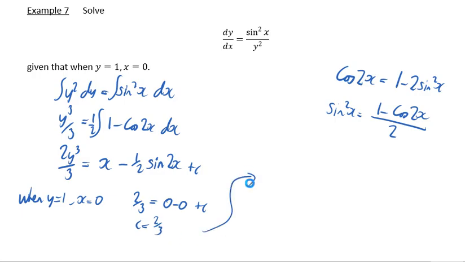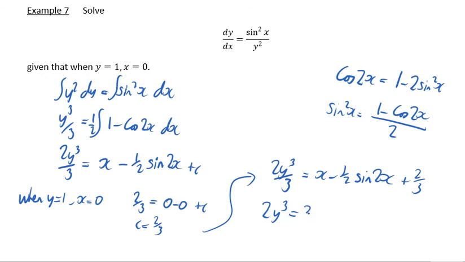So with a wee bit of space here, we'll just say that means 2y cubed all over 3 is equal to x minus a half sine 2x, and then plus your 2/3. Now again, what you could do here is times through by 3 just to make it a wee bit easier. So you have 2y cubed is equal to 3x minus 3 over 2 sine 2x plus 2. And I'm just thinking it probably would be better to multiply 3 by 6 to get rid of that 2 as well, but it doesn't really matter.